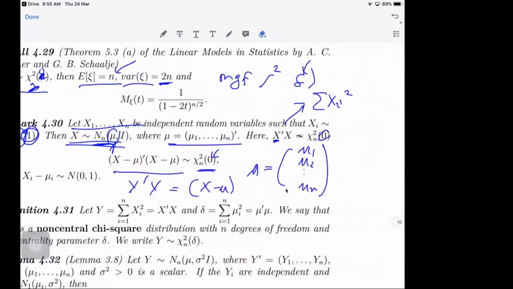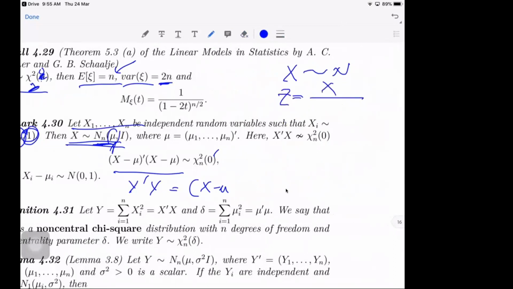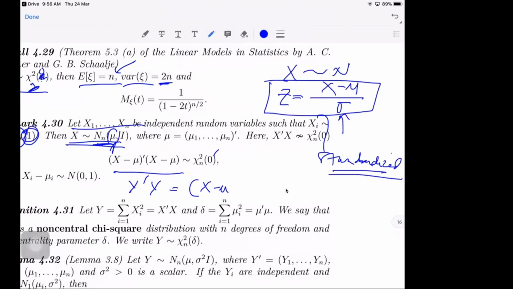So if you recall in your basic statistics course, if you have x that is normal, and you want to standardize, z is equal to x minus mu over sigma. But this sigma is the standard deviation. Correct? Isn't this the transformation for standardization? You standardize your random variable. But here, the sigma is not there, only x minus mu.